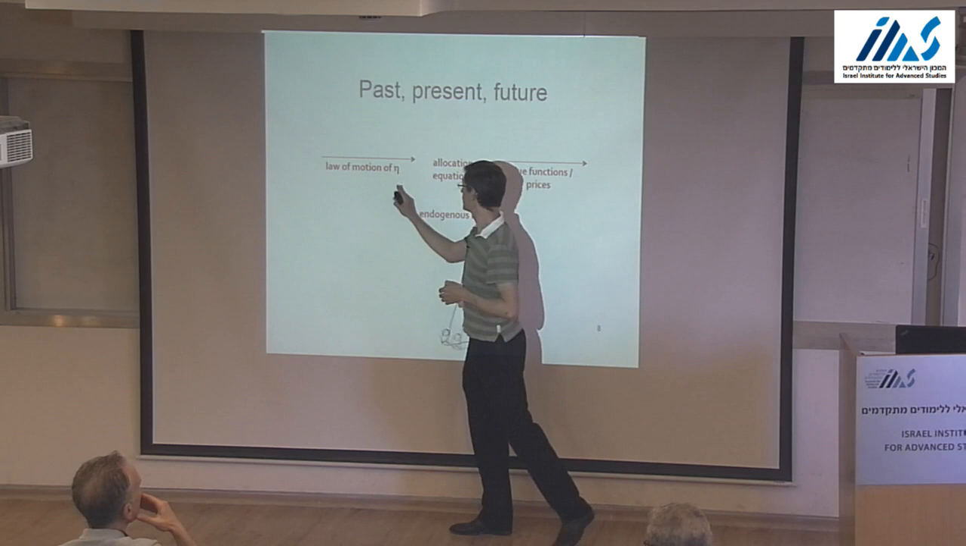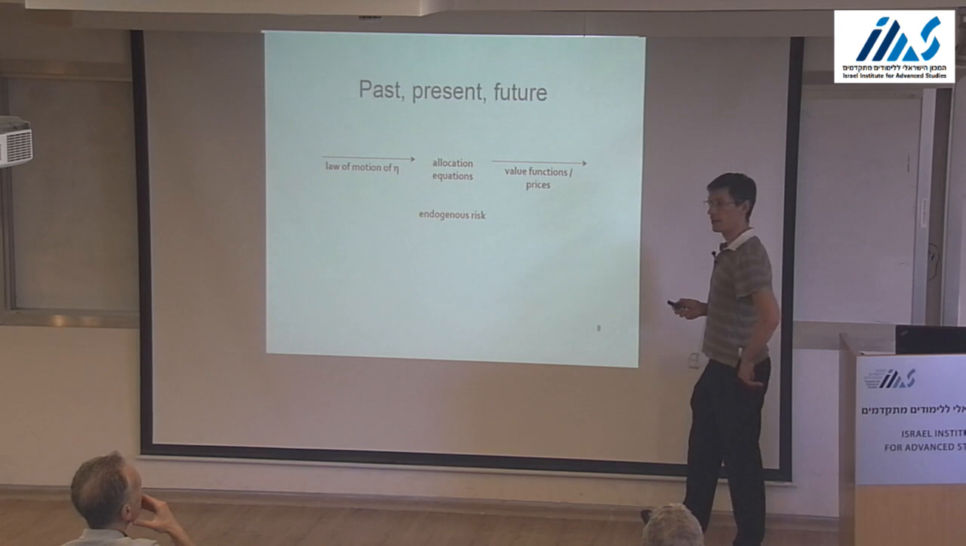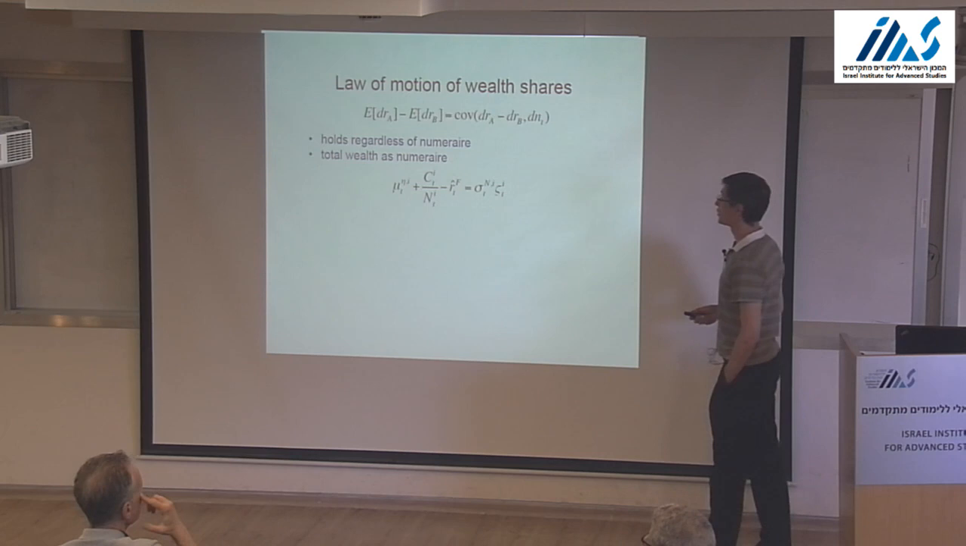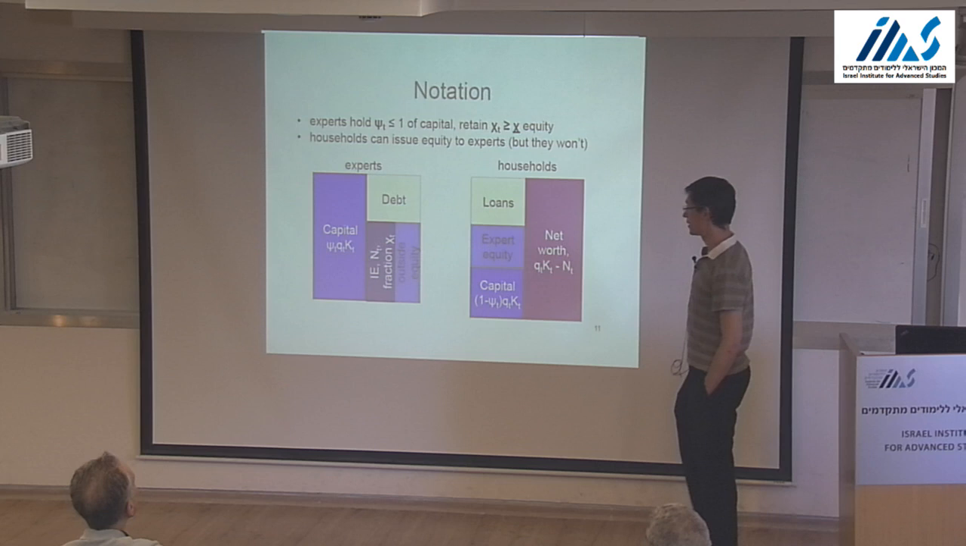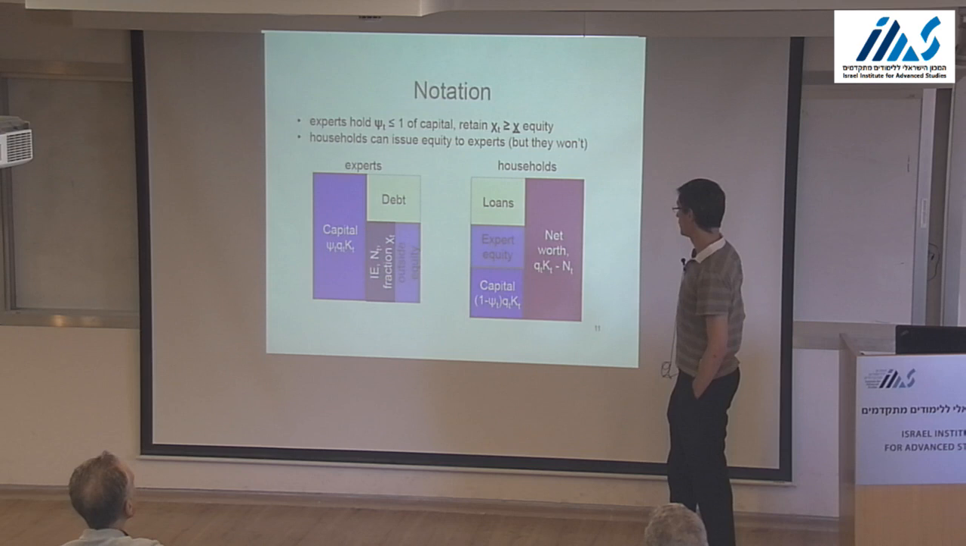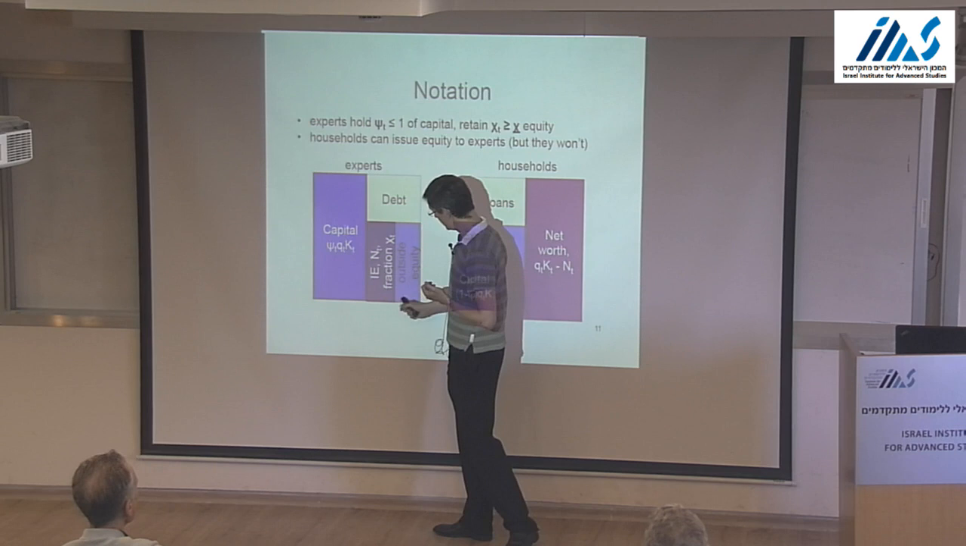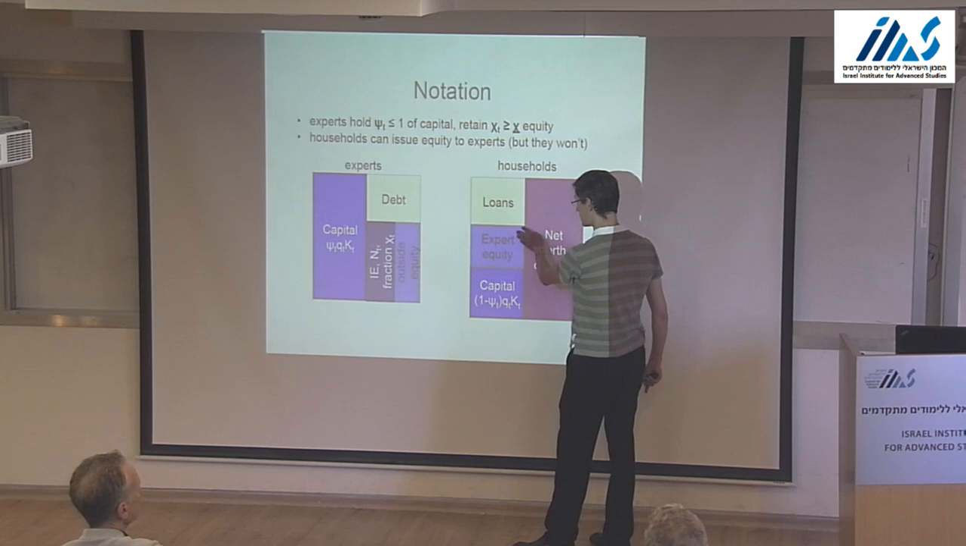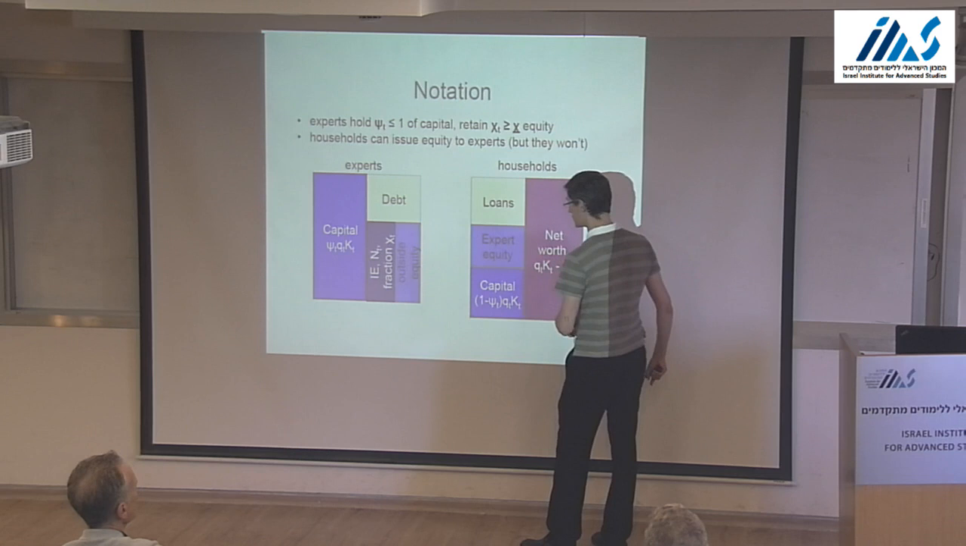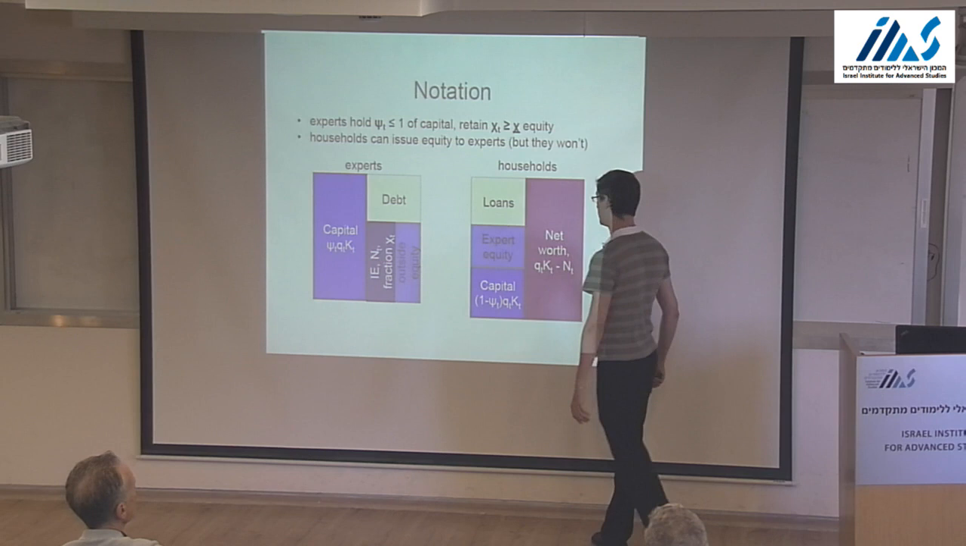Okay, so this is the past. Now let me talk about the present, which has two components. Okay, so here are the balance sheets of agents. So experts, they have some capital. They borrow some debt against this capital, and they can have inside equity and outside equity. So inside equity is their wealth, and outside equity is what the households can buy, and then they can hold this debt of experts. So this is the risk-free asset in zero net supply, and they can hold some capital, and then they have some wealth.